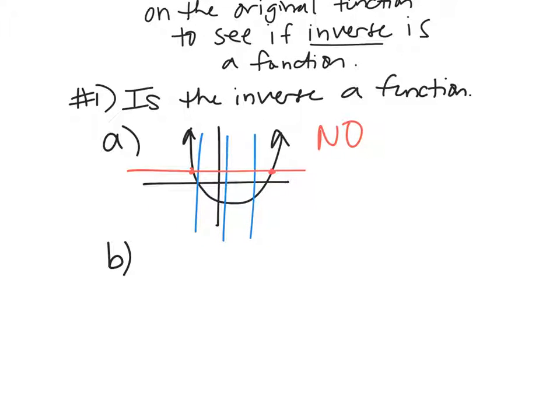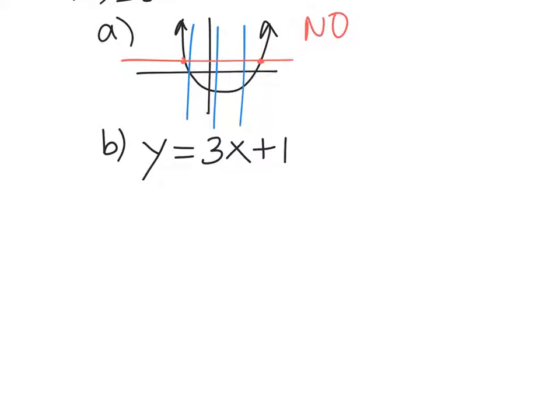All right, letter B. Here we go. How about y equals 3x plus 1? Now, I didn't give you a picture this time, but you have a mind, and you know how to graph that in your mind, right? Okay, I'll show you my mind right now. In my mind, I'm thinking 3x plus 1 is a line, something like that, right?